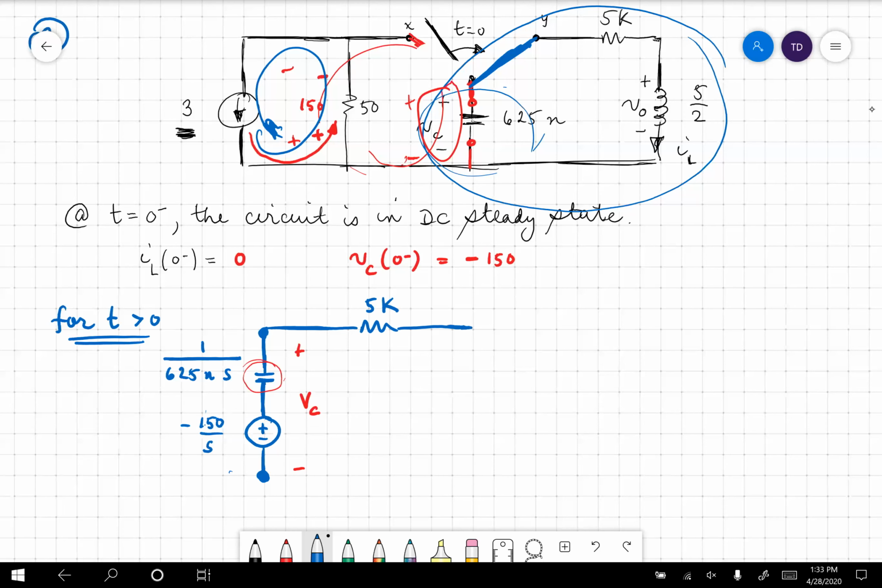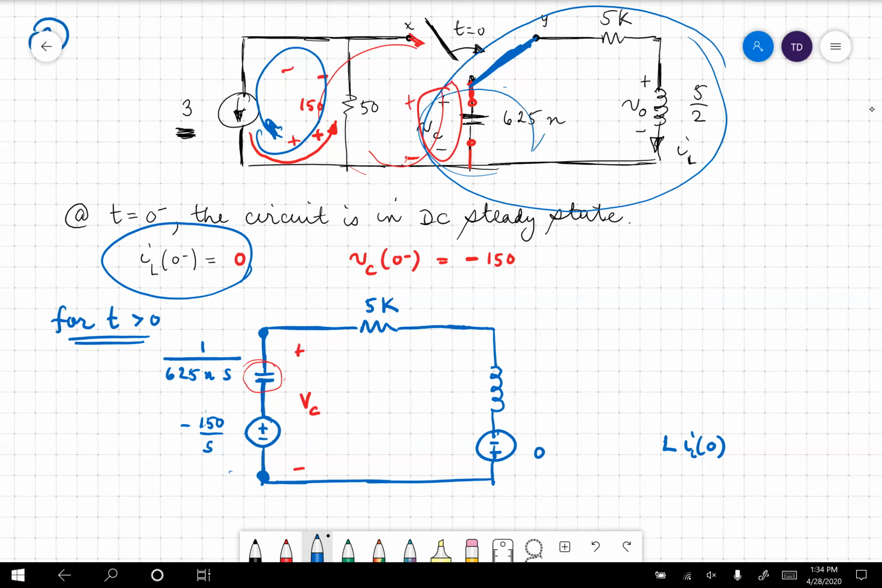$5K. Here's the inductor. And here's the source for the inductor. This is an easy source for the inductor because the initial condition is 0. And so this is L, I at 0. So I at 0 is 0. IL at 0 is 0. So this is a 0 volt source. That's uninteresting. 0 voltage is the same as a short. I could just short that out. I don't even need to have that there. Okay? So let's just get rid of it and not even put it in there.